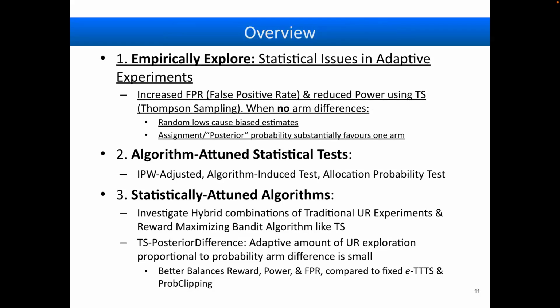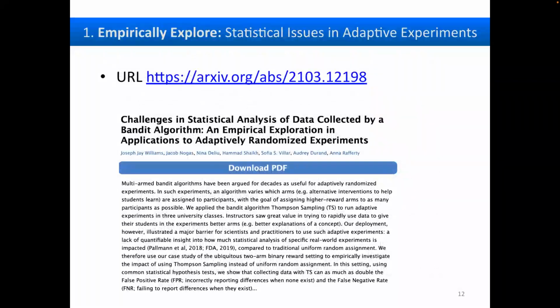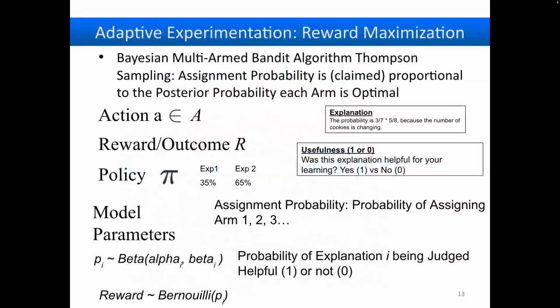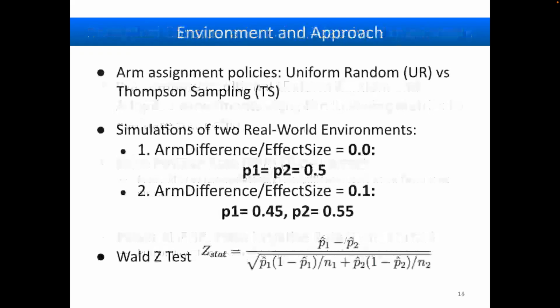Great. So I'll start on the empirical exploration. You can read that paper on arXiv, and we're writing this for a machine learning audience right now. As I mentioned, this is the problem formulation and the algorithm, Thompson sampling for beta Bernoulli. We compare uniform random with adaptive experiments. I use false positive rate to speak to a machine learning audience as well as stats, and power.